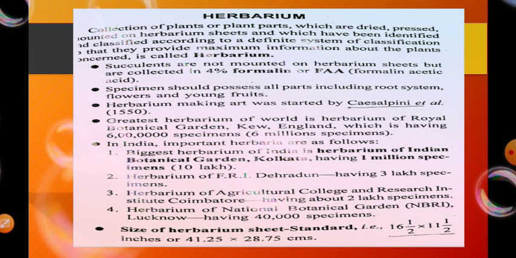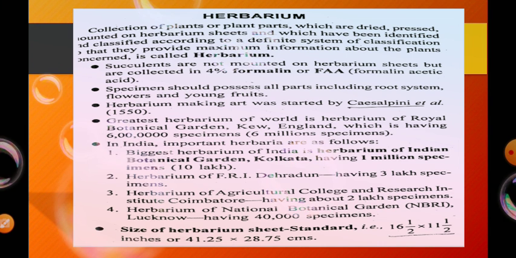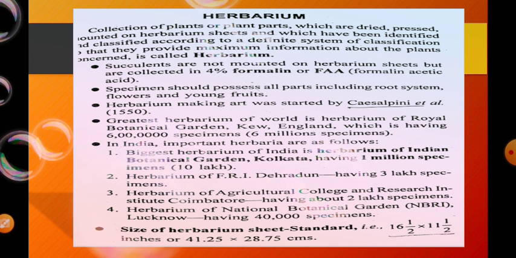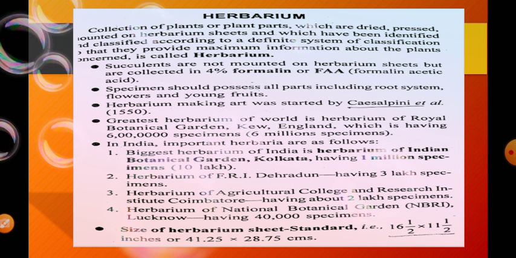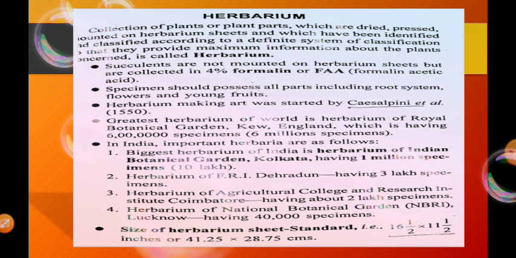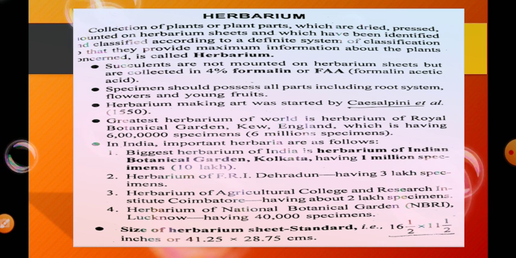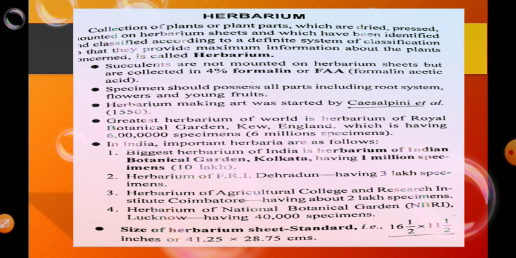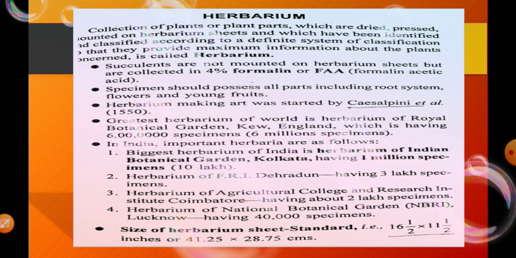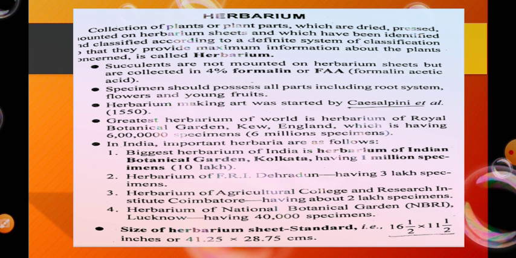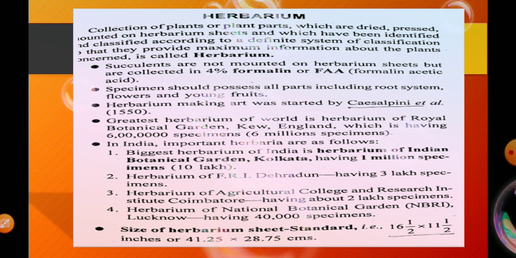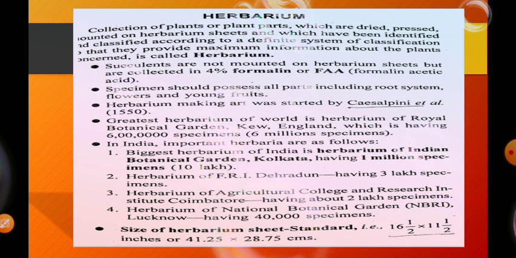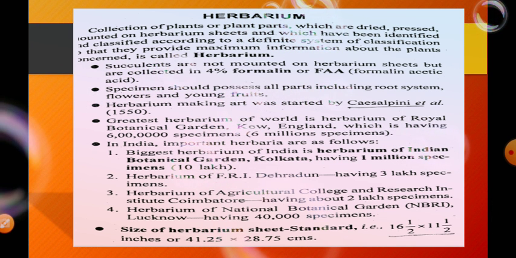So, what is a herbarium? A herbarium is a collection of plants or plant parts which are dried, pressed, mounted on the herbarium sheet, and which have been identified and classified according to a definite system of classification, so that they provide the maximum information about the plant concerned. This is known as the herbarium.